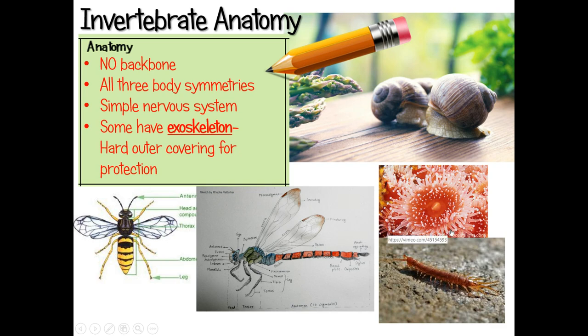Okay. And some of them, the echinoderms, those are the starfish and sea urchin and sand dollars. They do have an endoskeleton like we do, but it's not made out of bones. It's made out of a totally different material.